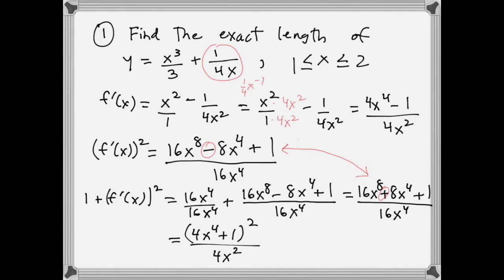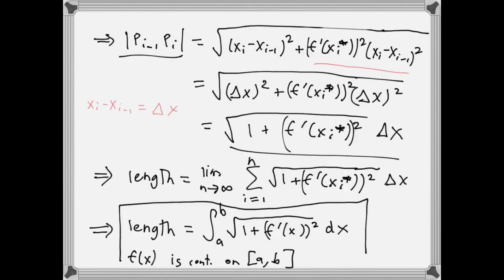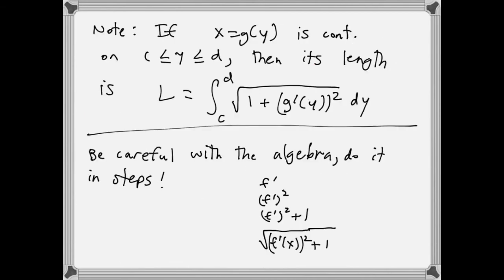Okay. This is the key. If you don't notice this is a perfect square, you're going to have issues with the next step. But this is the important part, because we're finally now ready to take the square root. Let's back up. Remember, we're using this formula. And so we now need to take the square root of all of that we just did.